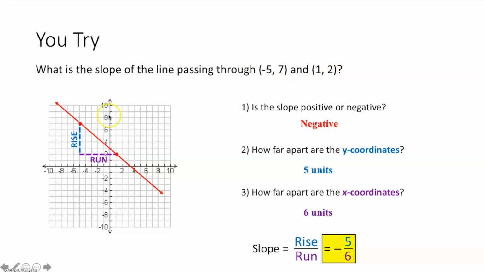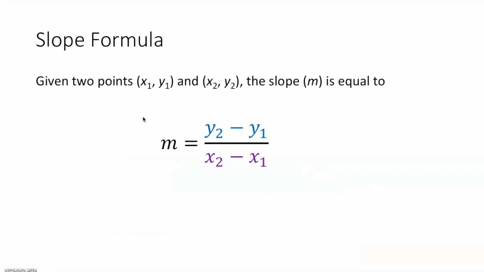If you are ever given 2 points, you can always graph it and figure out the rise over the run. Now, we're going to talk about the slope formula, which is something you can do besides having to graph it every single time. The slope formula, which you're probably going to use from now on, says given 2 points, x1, y1, and x2, y2, the slope m is equal to y2 minus y1 over x2 minus x1. So it's just the change in y over the change in x, which is what we were just talking about, the change in the rise over the change in the run. This is what you need to memorize for this class and every other math class you take.